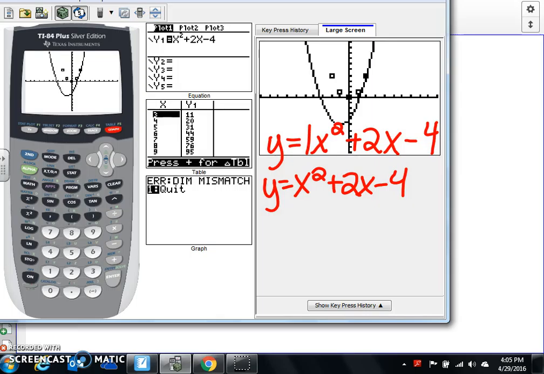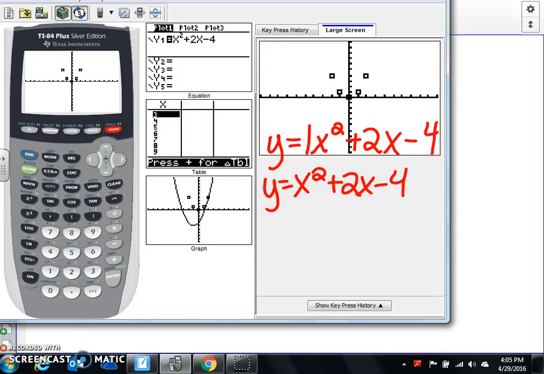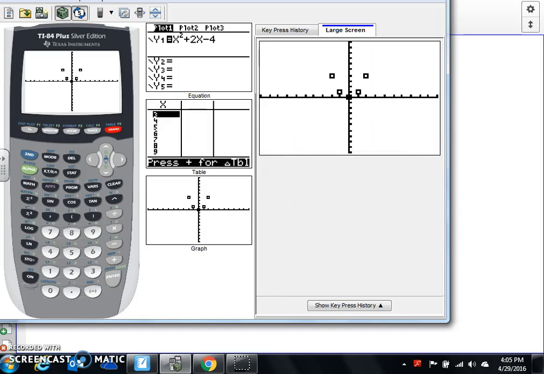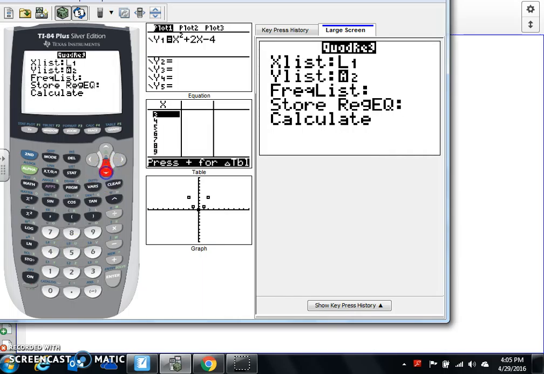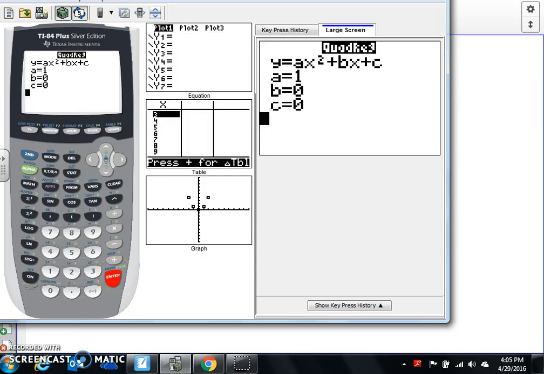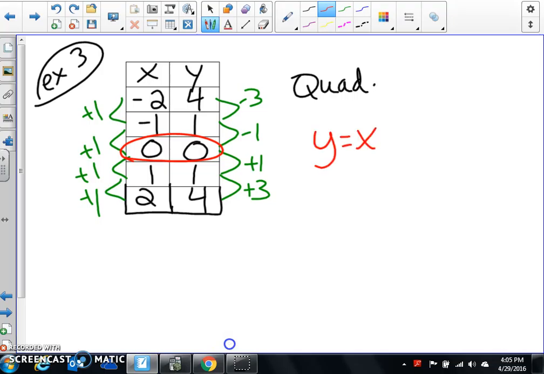And you're thinking to yourself, wait, that doesn't look right, Ms. Beck. It's not going through. That's because we had to clear out our old y equals. All right, so I'm going to graph, and once again, that definitely is quadratic, right? Because it's got that U shape. So now we need to calculate the actual equation of the line. So we go back to stat, calculate, quad reg, which is 5, enter. And there are our numbers. Y equals 1x squared plus 0x plus 0, which is really just y equals x squared because the 0s go away. So my equation would be y equals x squared.